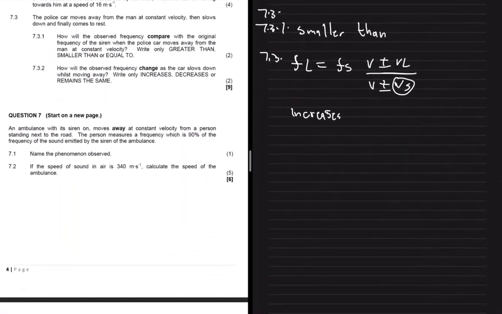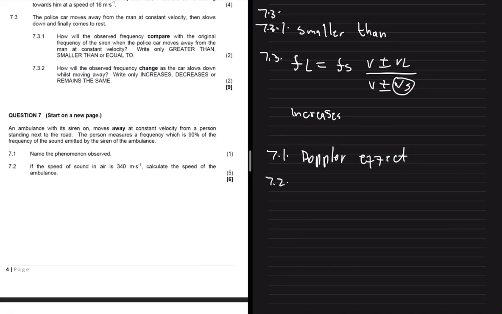Let's move ahead. Another question, 7. An ambulance with its siren on moves away at constant velocity from a person standing next to the road. The person measures a frequency which is 90% of the frequency of the sound emitted by the siren on the ambulance. Name the phenomenon observed. We already know this is the Doppler effect, because the observed frequency is different from the emitted frequency due to relative movement between the sound source and the observer.